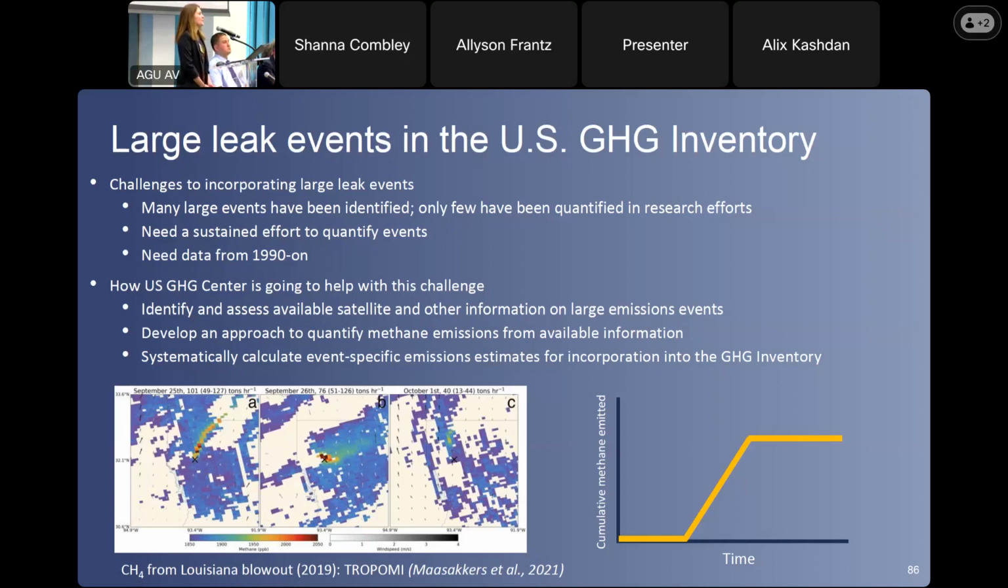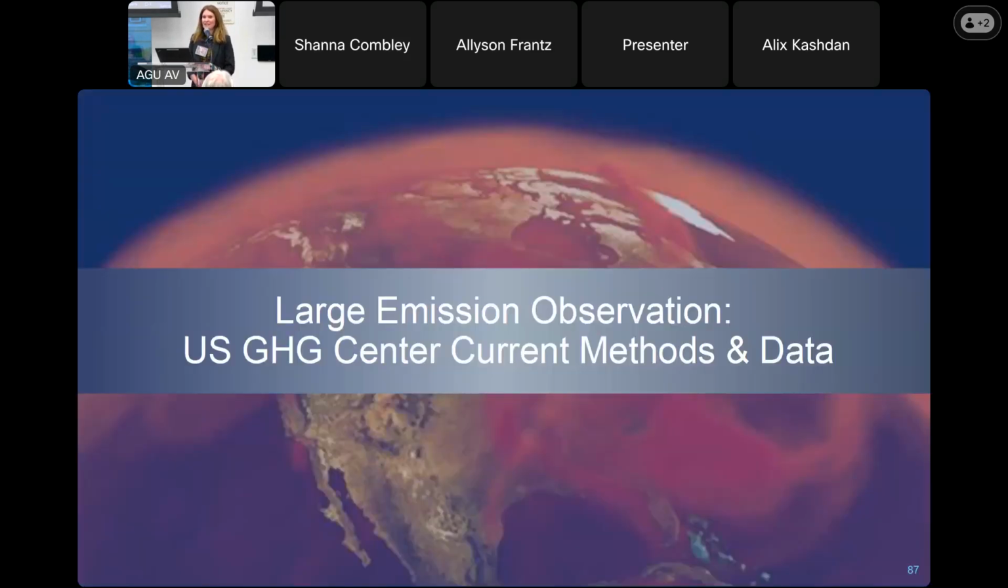So the US GHG Center is going to help us with this challenge in 3 areas. First is identifying and assessing available satellite and other information on large emissions events. Second is developing an approach to quantify methane emissions from available information. And then third, systematically calculating the event-specific emissions estimates so that we can incorporate them into the greenhouse gas inventory. I think that concludes the overview of that use case within this focus area.